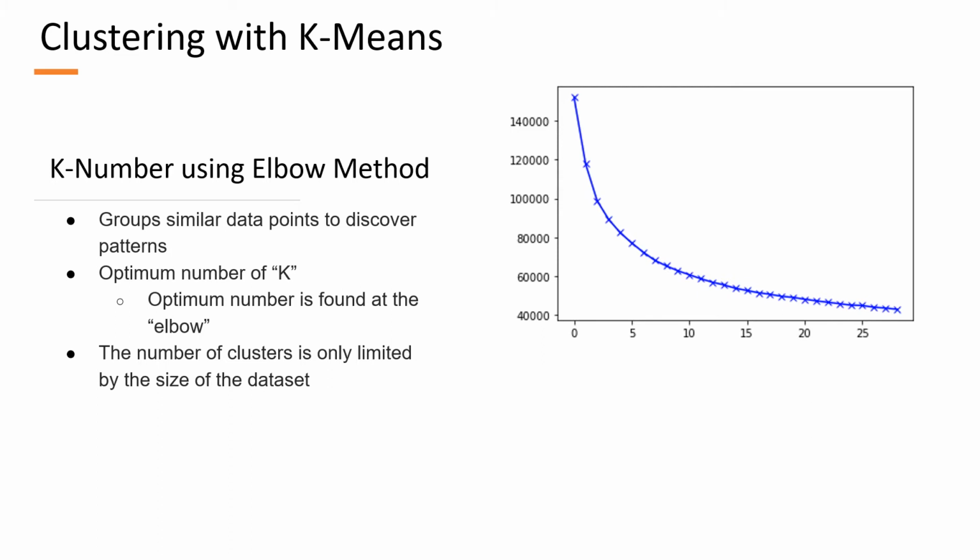The number of clusters is only limited by the size of the data set. For example, it makes no sense to have more clusters than you have data points. But the ideal number of clusters is found at the elbow using the elbow method. As shown in the graph, our ideal number of clusters is likely around 6.